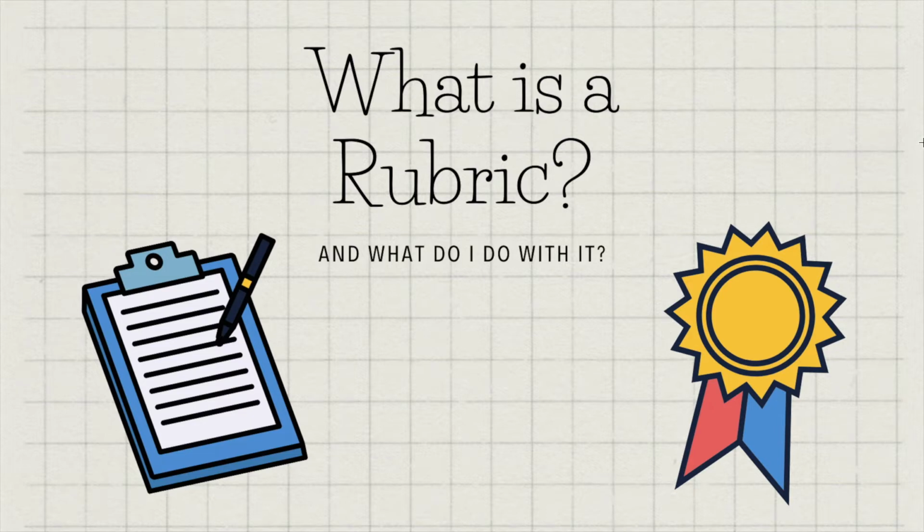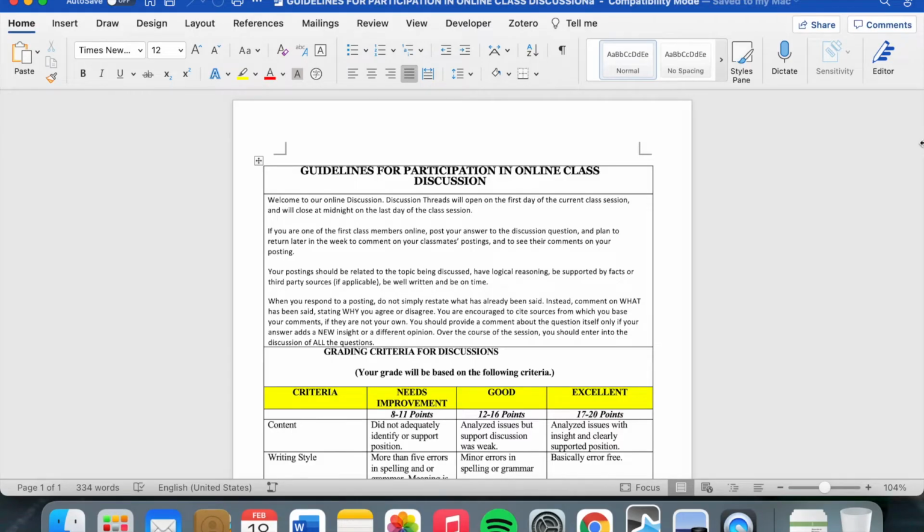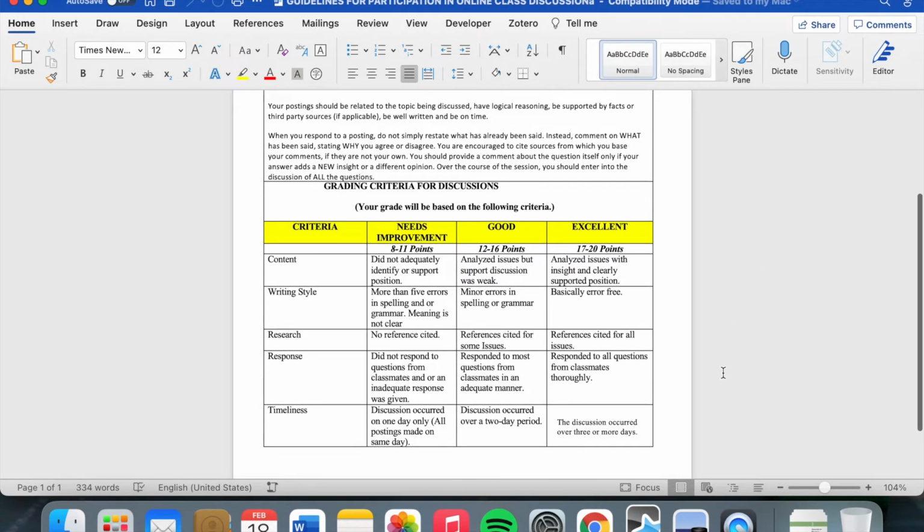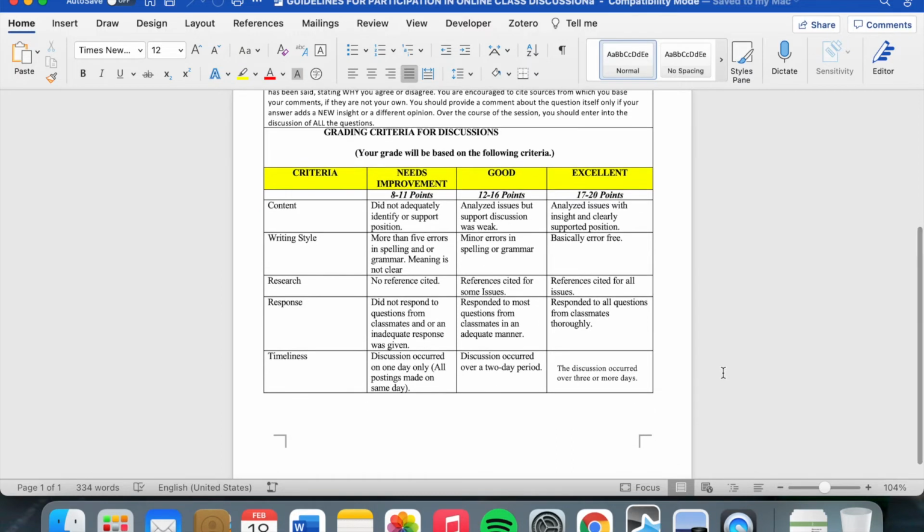So I'm going to show you 3 different rubrics that I have had in the past, and I'll show you what they're useful for and how you can understand these different types of rubrics. Let's get started. Okay, so this rubric was for discussion boards. I think all of you have had discussion boards in your different classes here at DBU. Not all professors give a rubric for a discussion board, but this professor did.